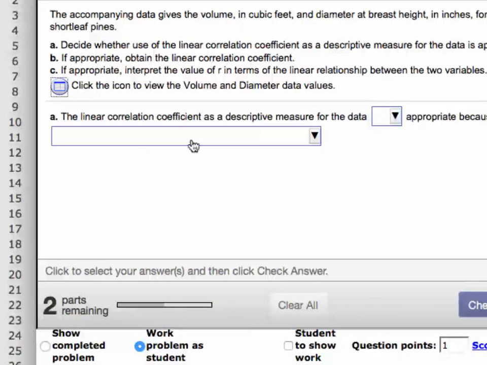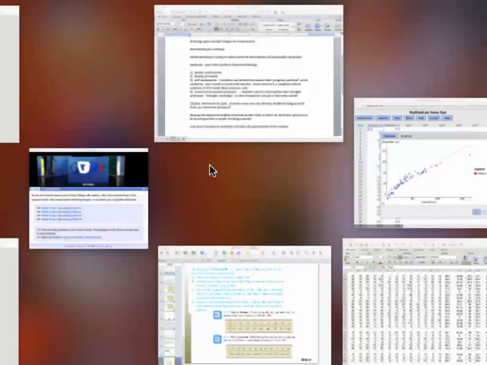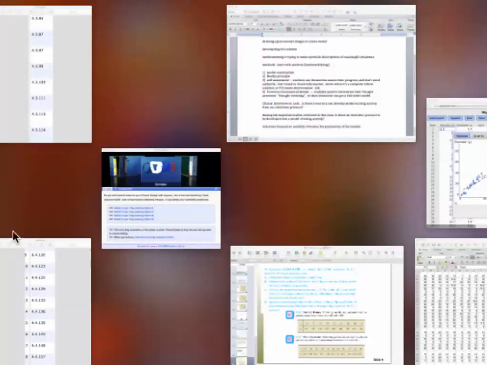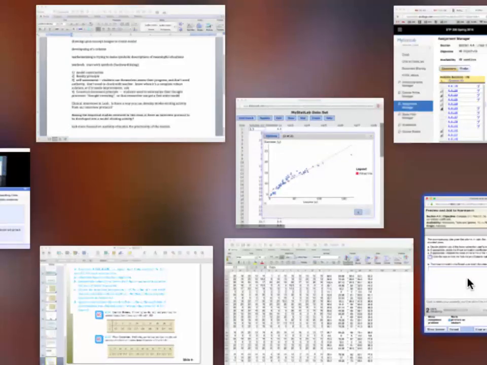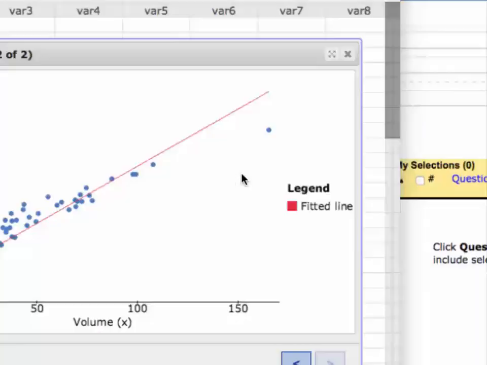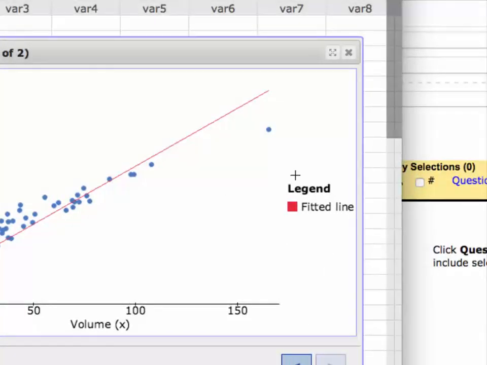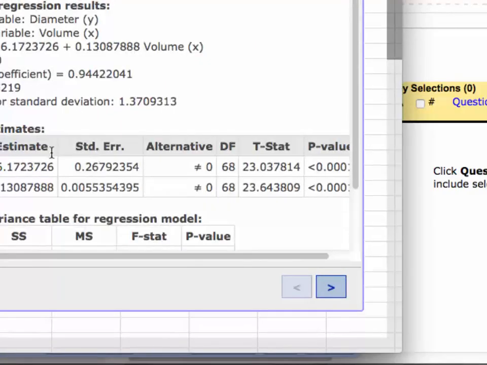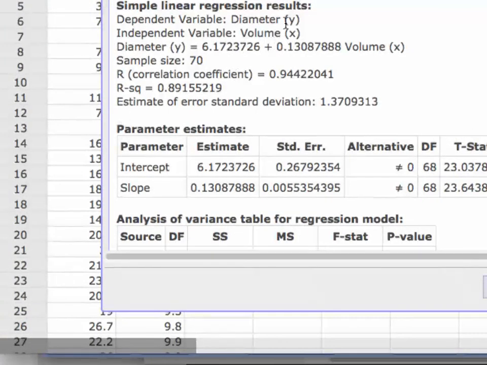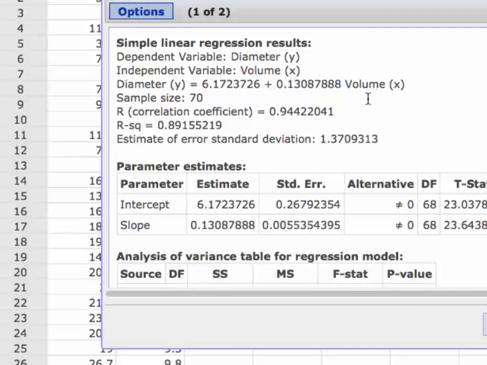Did anyone write those numbers down? Let's go back and write those down, and then we'll get it in there. There's a left and right arrow that takes you back and forth between the graph and the data, or the statistics. So write this down. We got R is 0.944. R squared is 0.891.